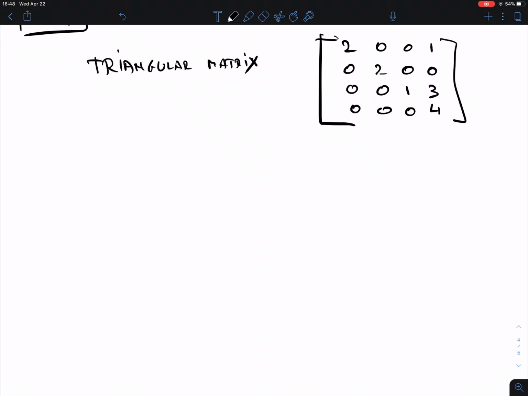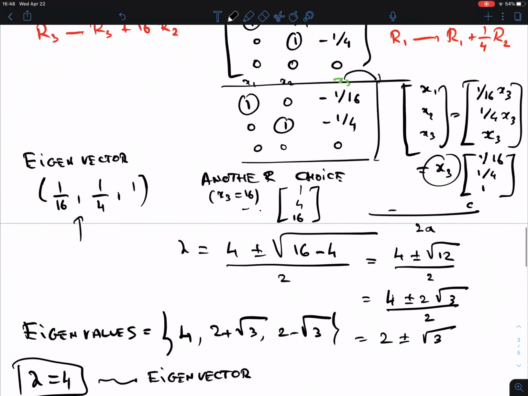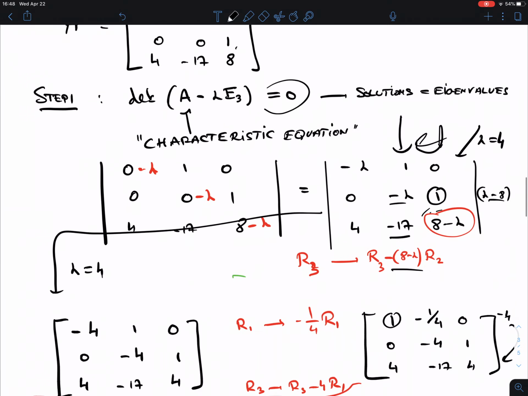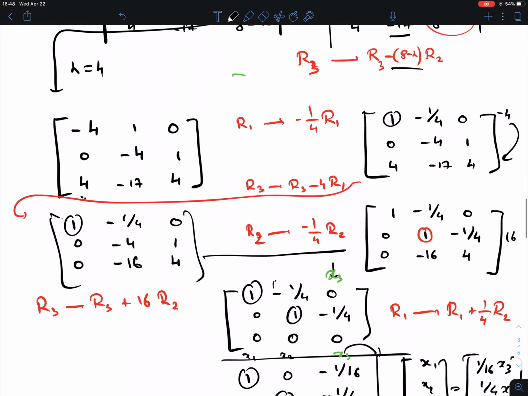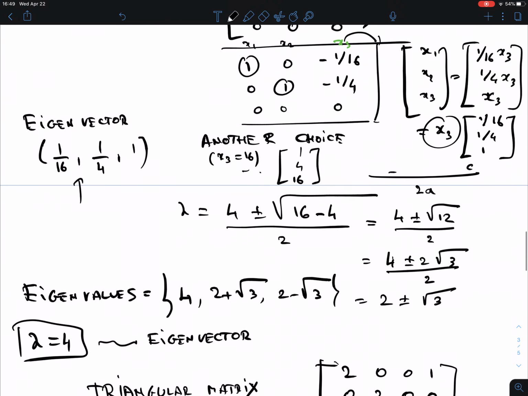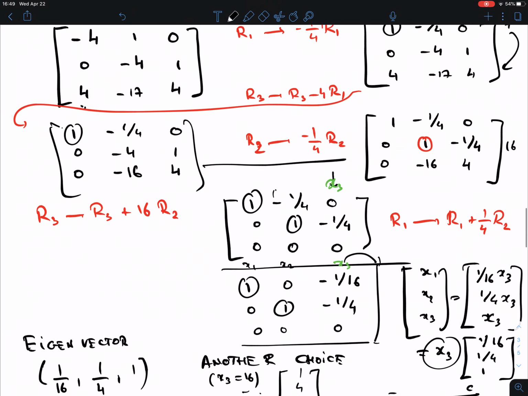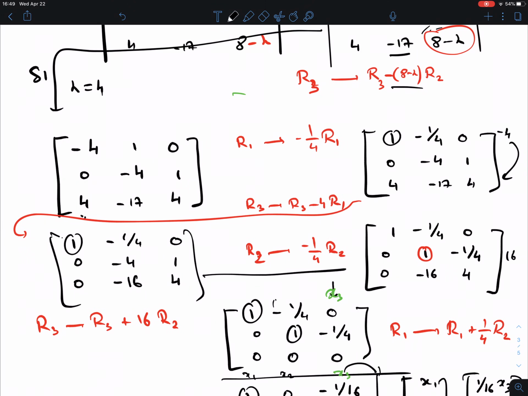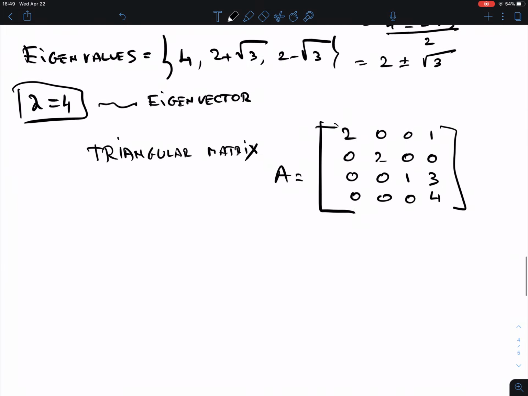Let's think about what the condition is. This is A. What's the characteristic equation? Sorry, I kind of said step 1 and never said what step 2 was, right? Step 2 was to calculate the eigenvector. I should have pointed that out. I apologize.